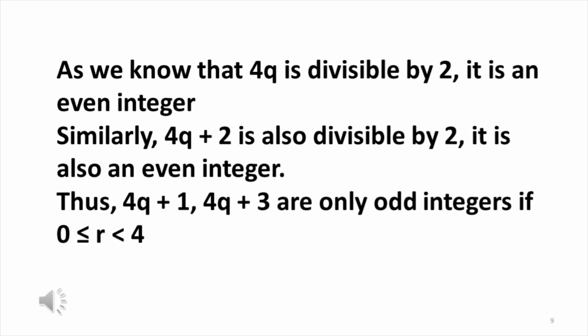As we know that 4q is divisible by 2, it is an even integer. Similarly, 4q plus 2 is also divisible by 2, so it is also an even integer. Thus, 4q plus 1 and 4q plus 3 are the only odd integers if 0 is less than or equal to r less than 4.